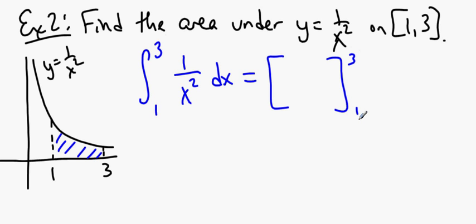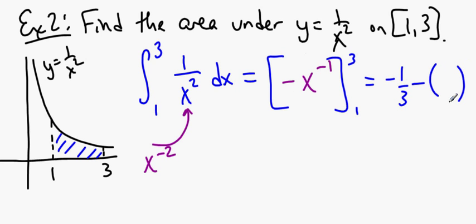That's the recipe. The recipe says I find some antiderivative, write it there, and then sub in 3, sub in 1, and subtract. Well, algebra to the rescue here. This is x to the minus 2. And the antiderivative of x to the minus 2, the power goes up by 1, and then we divide by that new power right there. And so what do we do? Sub in 3, sub in 1, and subtract the answers. I get 2/3.